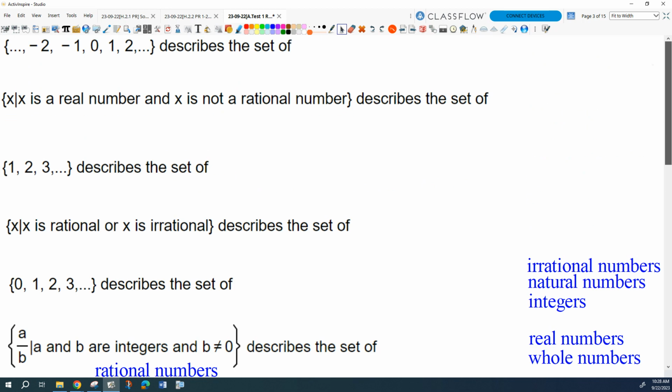Okay, let's go up to the top here. How about that top one? What's that? Integers, good. And how do you know? Well, you just have to memorize it. What's the best way to memorize facts like this?